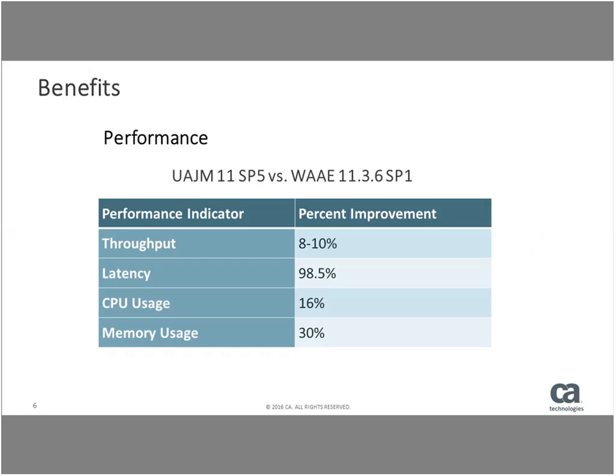Performance. CA analyzed and compared a large customer's workload when run on both Unicenter Autosys JM11 R11 SP5 and CA Workload Automation AE 11.3.6 SP1. The results were outstanding. All major performance indicators improved.